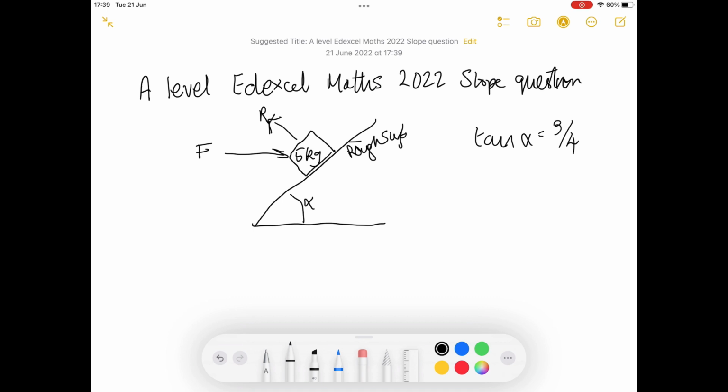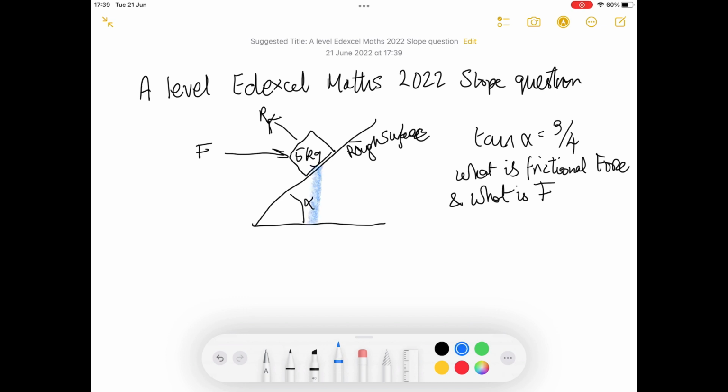or reaction to the plane, and then you've got a rough surface, you've got frictional force. And the question is asking to find out what is the frictional force and the value of F. Now, I believe the value of R was 68.6 in this case. So what we're going to do is we're going to put all the forces in.